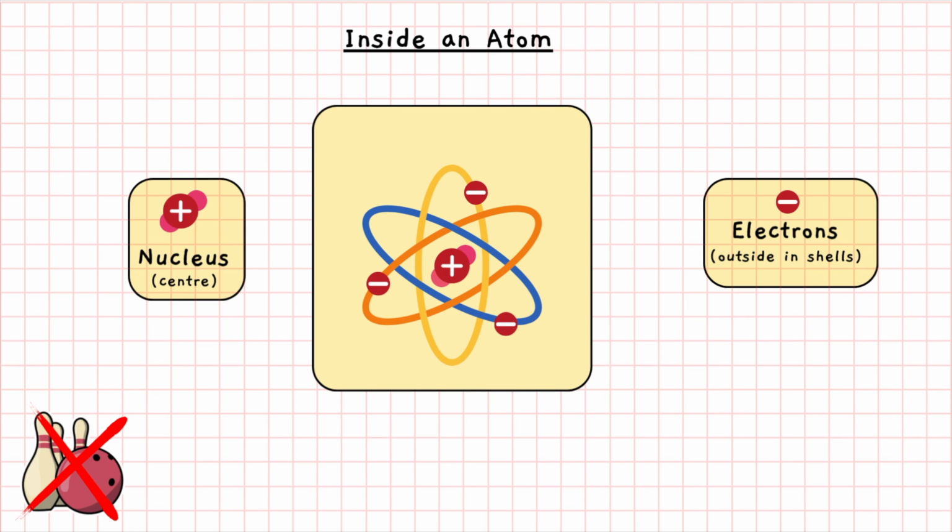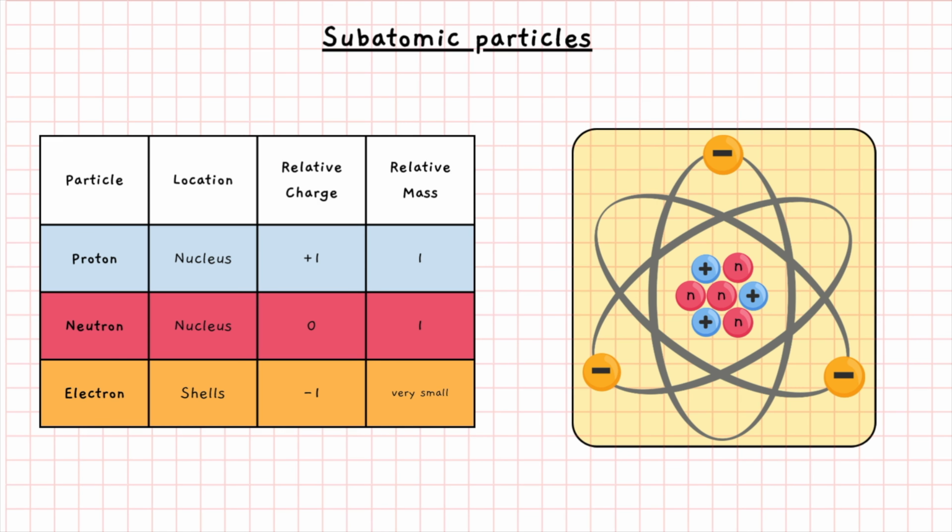Atoms aren't solid balls. They have a tiny dense center called a nucleus, and electrons moving all around it. Most of an atom is actually empty space. Atoms are made of three smaller particles called subatomic particles. Protons and neutrons are found in the nucleus, whilst electrons move around in shells.